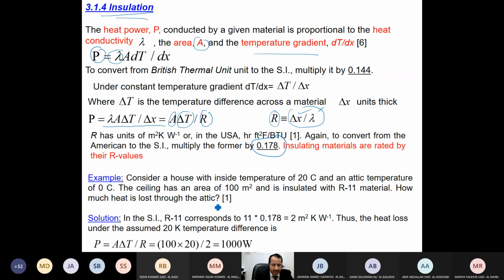I will give an example. Consider a house with inside temperature of 20 and attic temperature of 0. So directly we say delta T is 20 minus 0. The ceiling has an area of 100. He gave me the ceiling area and delta T, I got it. What is left? R. The ceiling is also insulated with R-11 material. But usually R is given in BTU, so we need to multiply by 0.17 to convert into SI units. You see here, I multiply it and convert it into SI units. The remaining is just multiplication. We got the heat power.